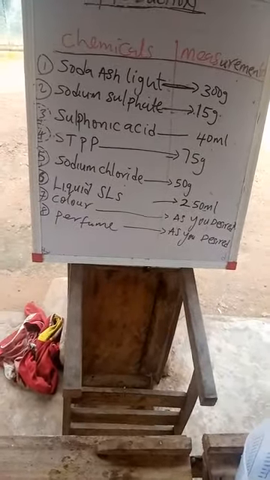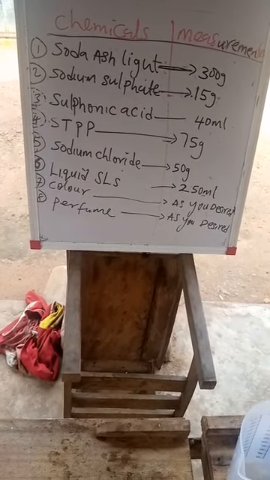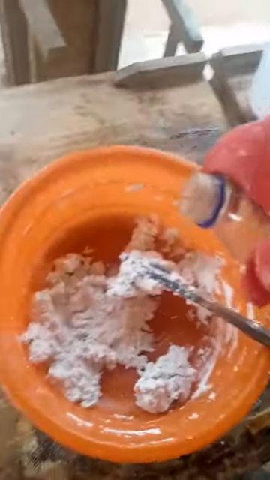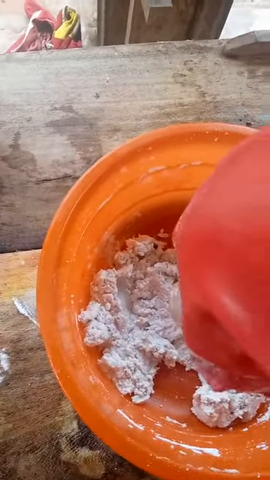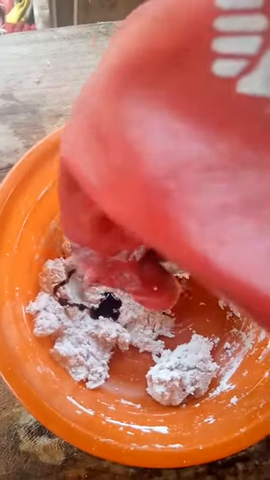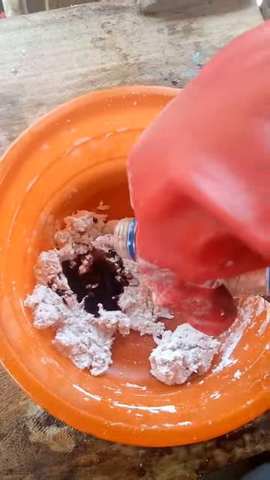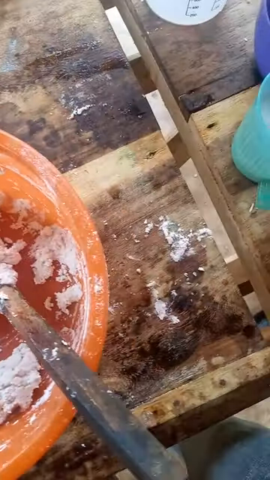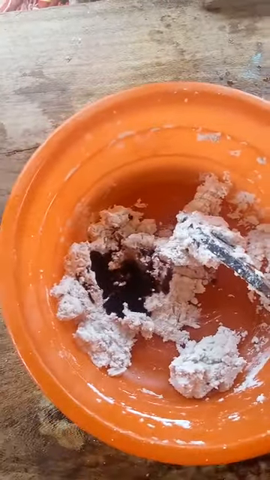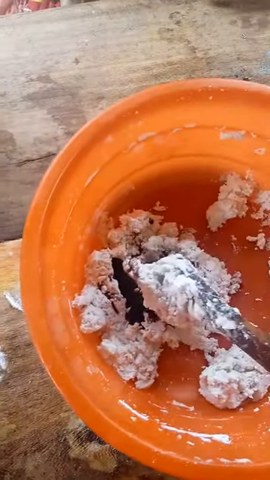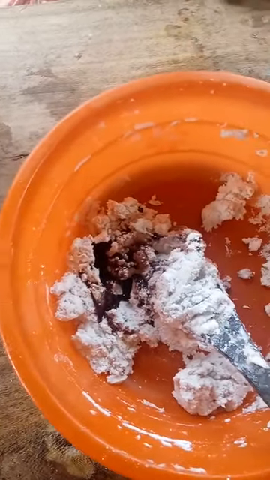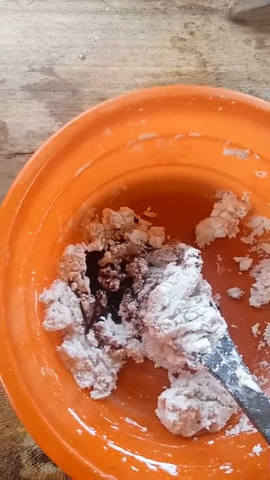Sulfonic acid, we'll be using 40 ml of sulfonic acid. This is my sulfonic acid. Sulfonic acid is a foaming agent. You add 40 ml of sulfonic acid. After adding it, you stir very well, about 5 minutes or more.